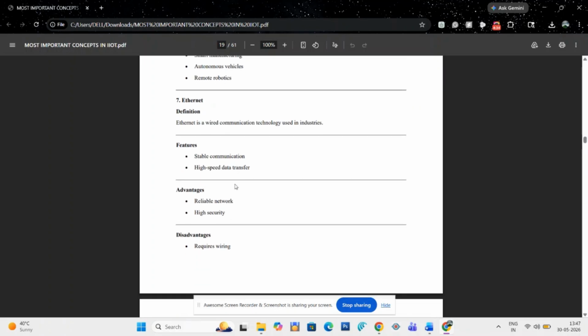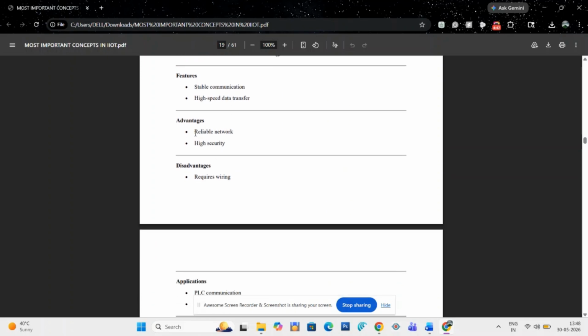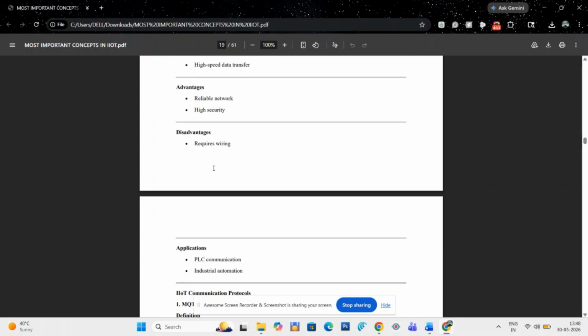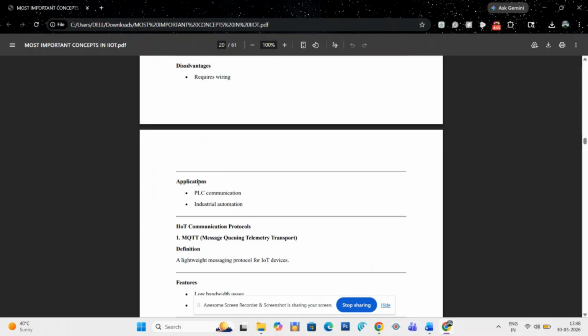And the seventh technology is Ethernet. Ethernet is a wired communication technology used in industries. The features of Ethernet are stable communication and high speed data transfer. The advantages of Ethernet are a reliable network and high security, and the disadvantage is that it requires complex wiring for communication. The applications of Ethernet are in PLC communication and industrial automation.